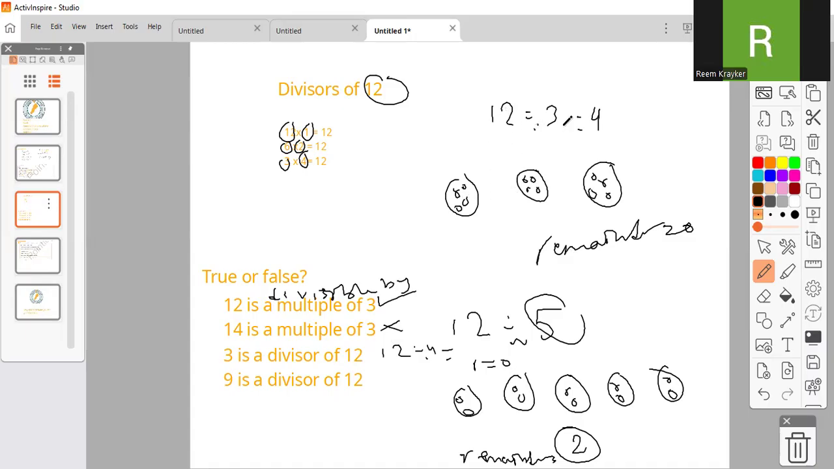When we have 12 divided by 3, each student will take 4 candies and the remainder is 0. Because the remainder is 0, then 3 will be a divisor. Is 9 a divisor of 12?